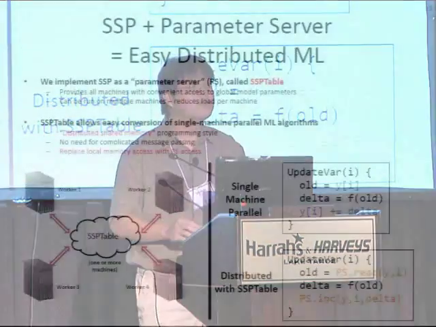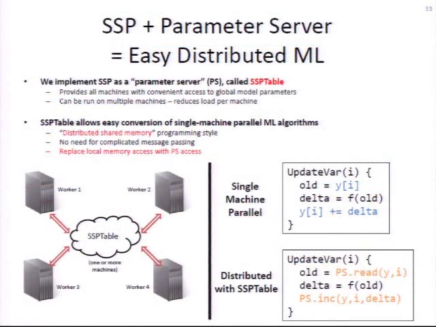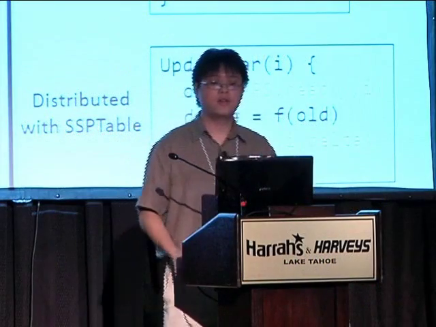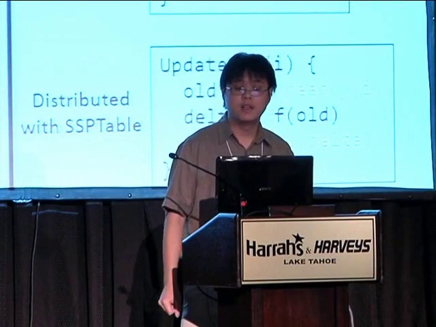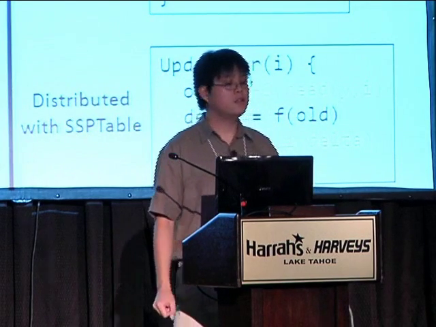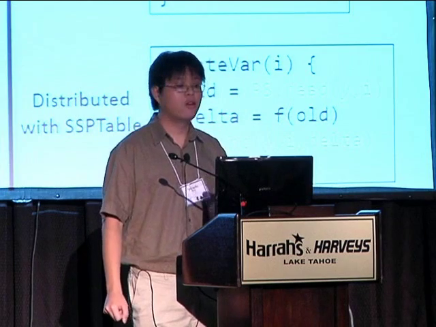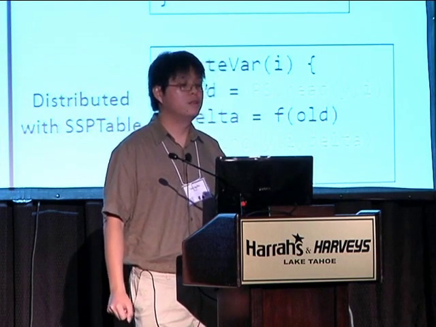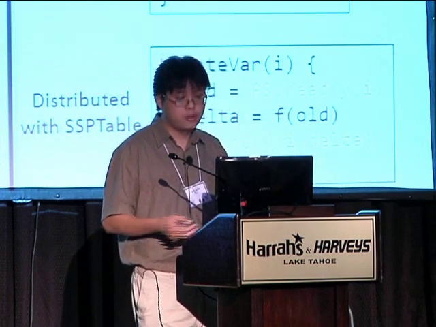So how do we actually use this? We implement SSP as something called a parameter server. We call it SSPTable, which provides all machines with convenient access to global model parameters. It can be run on multiple machines to reduce the load per machine, and it allows easy conversion of single machine parallel algorithms into distributed ones using a particular programming style called distributed shared memory.